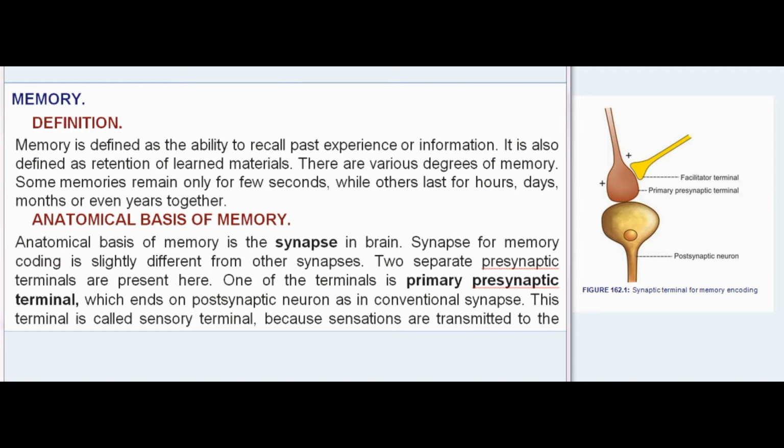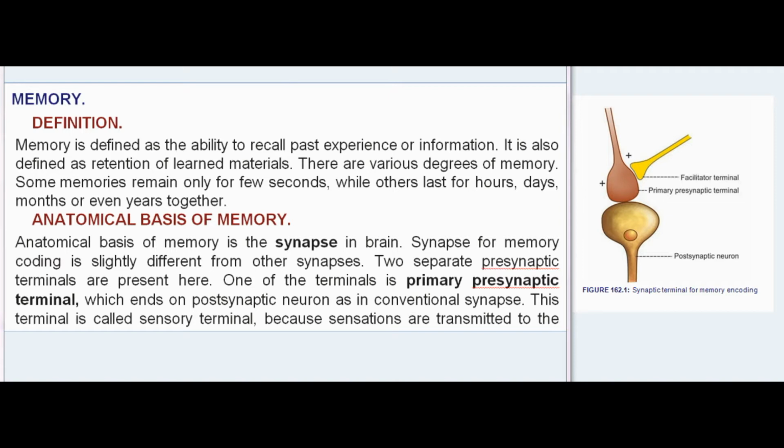There are various degrees of memory. Some memories remain only for few seconds, while others last for hours, days, months, or even years together. Anatomical basis of memory. Anatomical basis of memory is the synapse in brain. Synapse for memory coding is slightly different from other synapses. Two separate presynaptic terminals are present here.